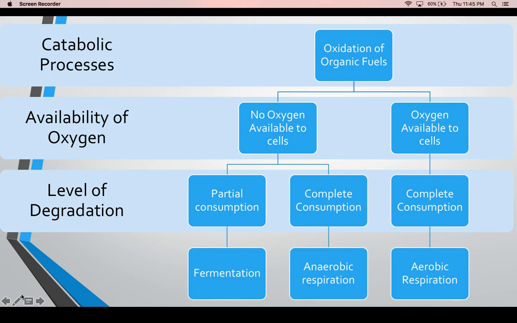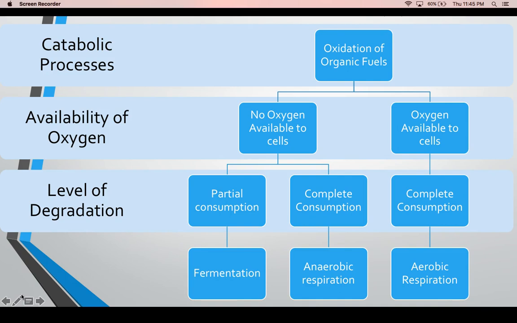Cellular respiration and fermentation are catabolic processes. So it's a process that is going to take a compound and break it down into smaller compounds. When we're looking at respiration and fermentation, we're looking at the oxidation of organic fuels.